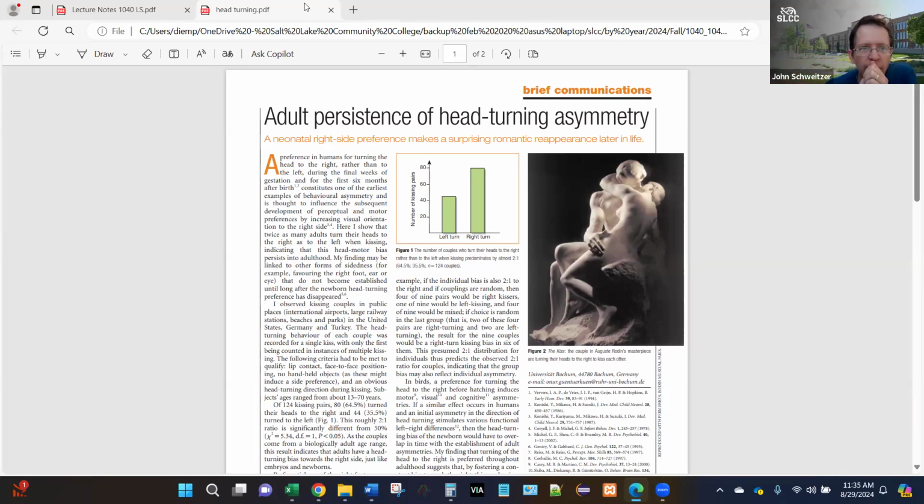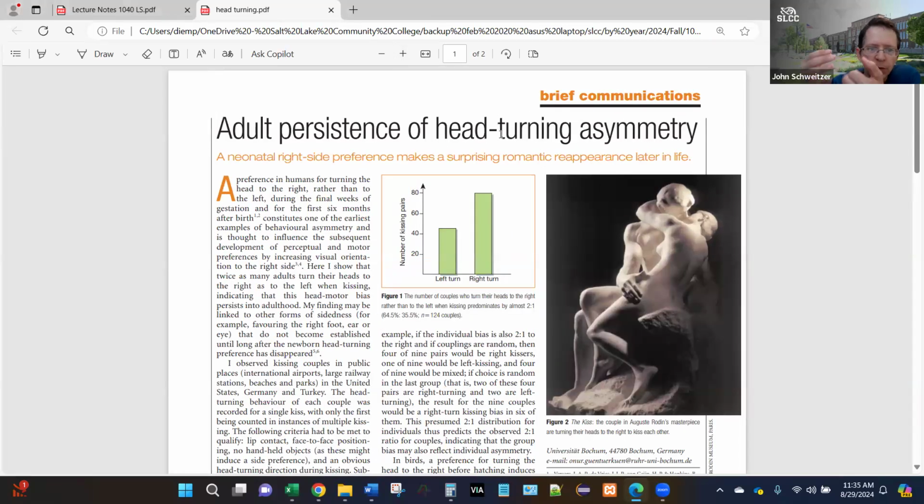And so what this guy was doing is he knew from his studies and from the literature that fetuses, okay, so babies during pregnancy, have a tendency to turn their head to the right more than the left. It's established. That's not what this paper was about. He knew that, and he thought, well, maybe this behavior would persist into adulthood. And so what he did is he went out and he observed 124 couples kissing, right?